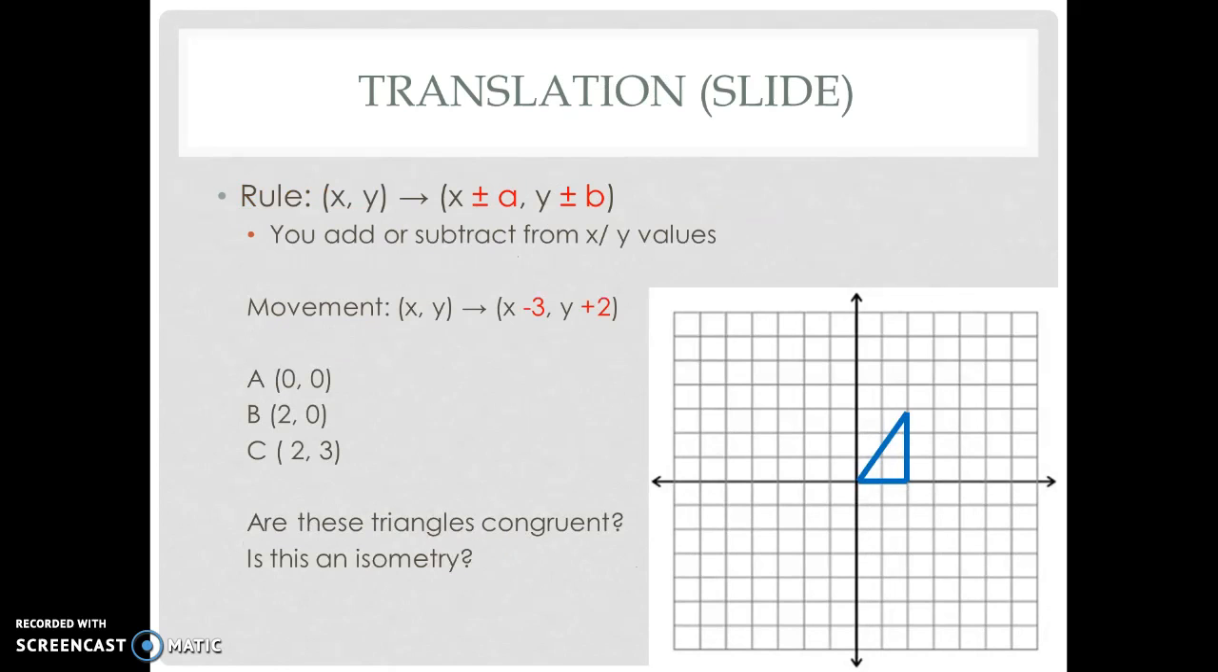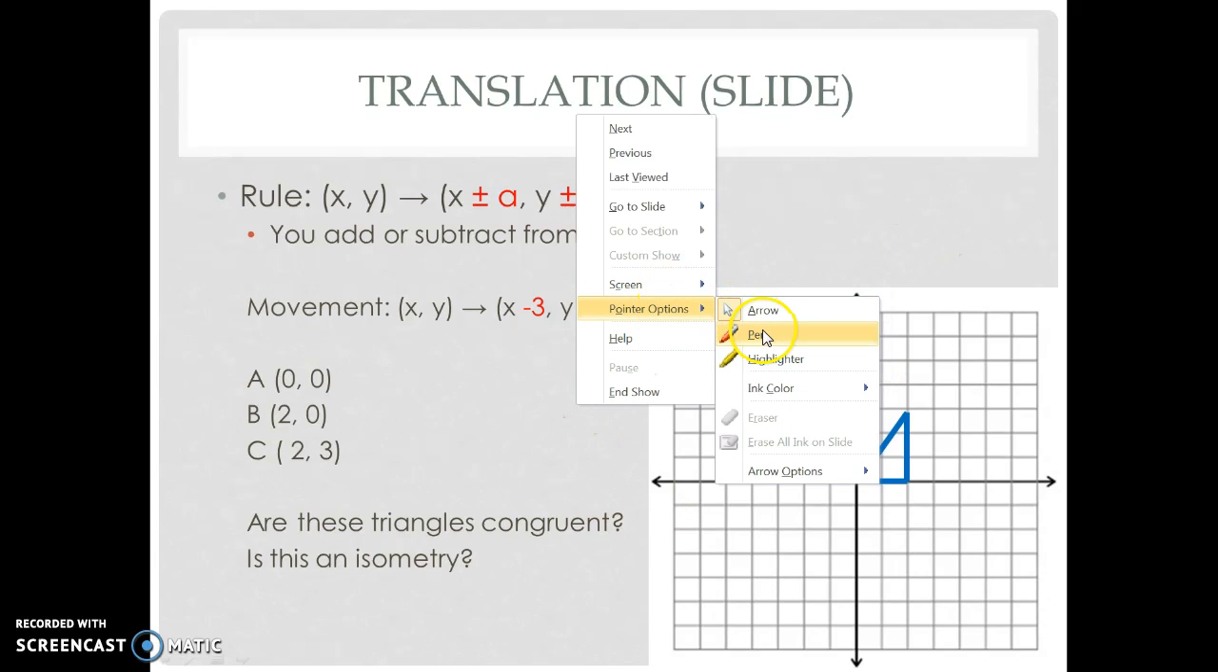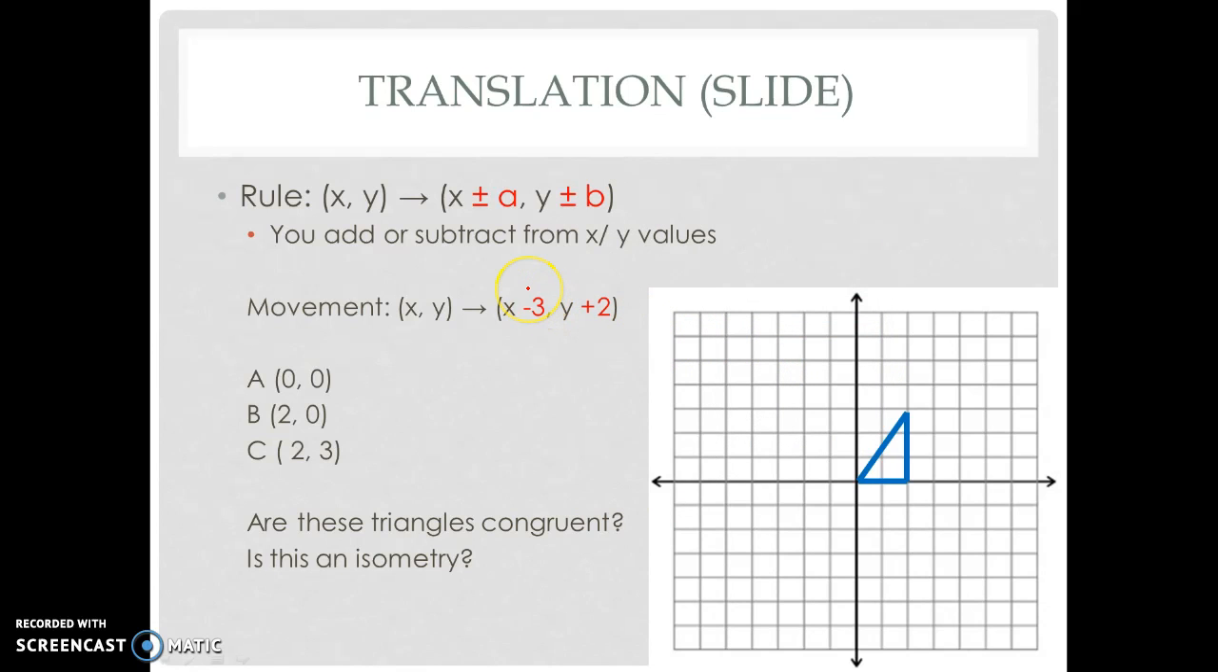The first example we're going to look at is a translation or a slide. Keep in mind that you will always have the rule or the movement defined, and in this case, to our x values, we're going to subtract 3, and to our y values, we're going to add 2. So what we would do is we would take our 3 points. We now have A prime. We take our x value, which is 0, and we subtract 3 from that. So that means we now have negative 3. We take our y value, 0, we add 2, which means we now have positive 2.